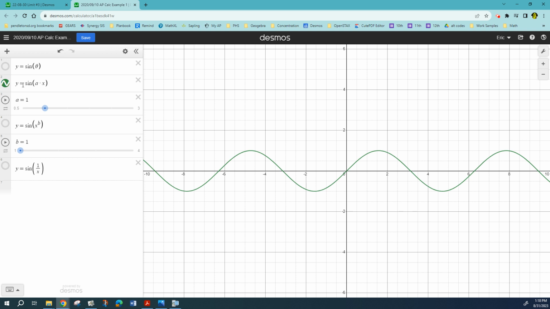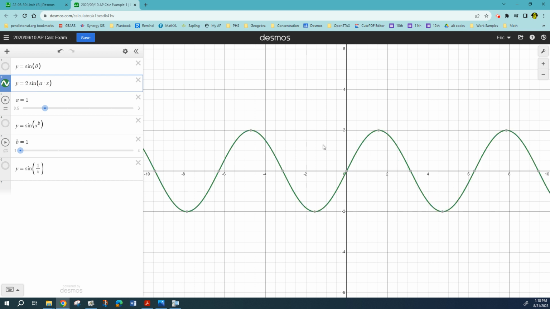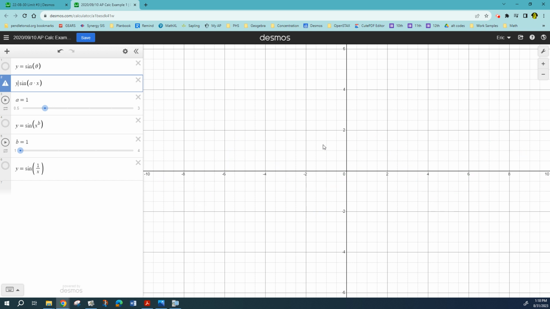Are you thinking of what happened if I put a number out here in front? What if I put 2 out front? That makes it taller, right? That's the amplitude, the number out front. So what's it going to do if I multiply the angle by 2 or 3 on the inside? Is it going to become spread apart or squished together? That's the question. Let's try it.